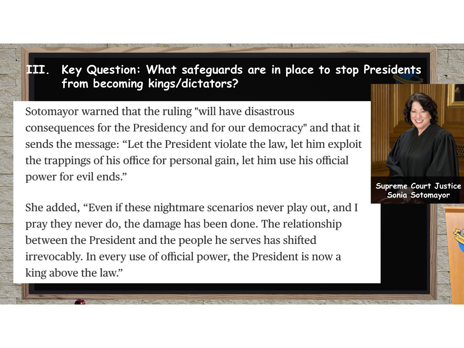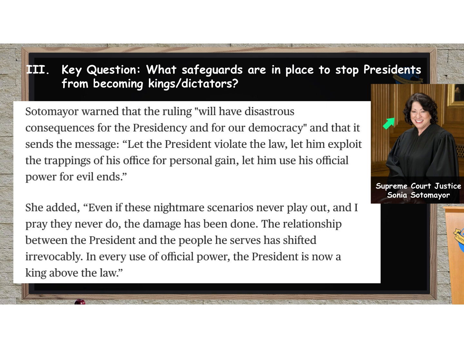Supreme Court Justice Sonia Sotomayor warned that the ruling will have disastrous consequences for the presidency and for our democracy, and that it sends the message that the president can violate the law and let him exploit the trappings of his office for personal gain and let him use official power for evil ends. Essentially, Justice Sotomayor said that this decision gives the president an excuse to break the law and to put themselves above the law to benefit themselves. She then added, "Even if these nightmare scenarios never play out, and I pray they never do, the damage has been done. The relationship between the president and the people he serves has shifted irrevocably. In every use of official power, the president is now a king above the law."